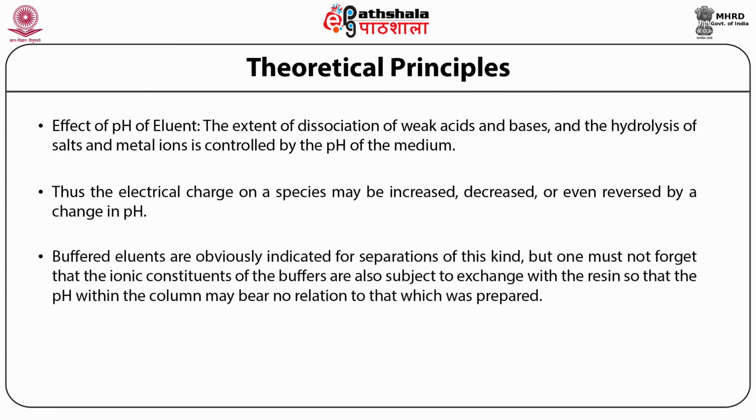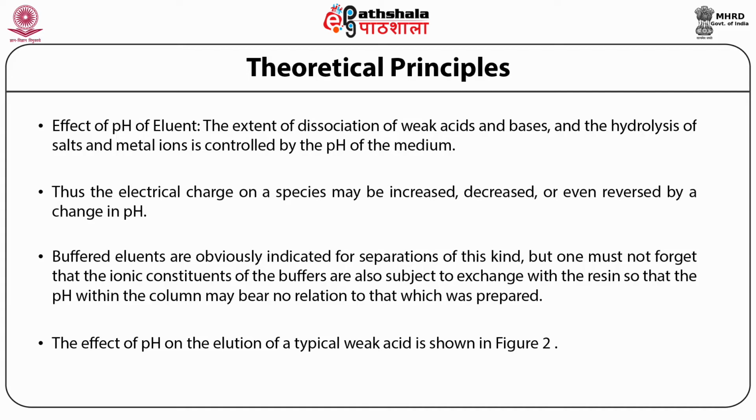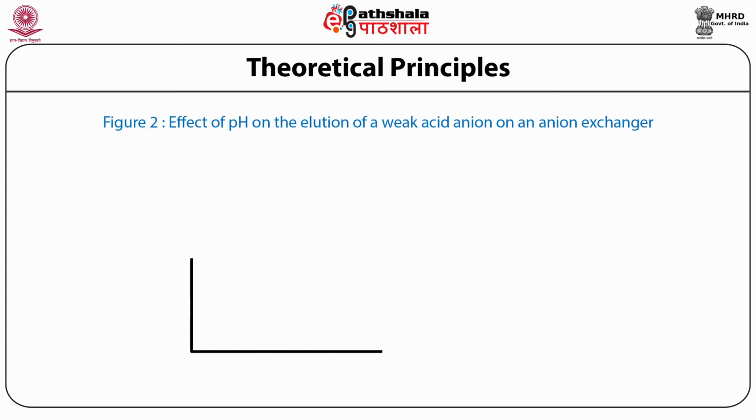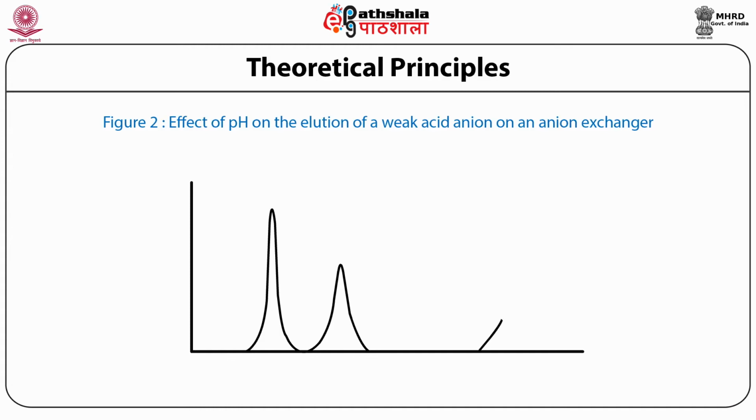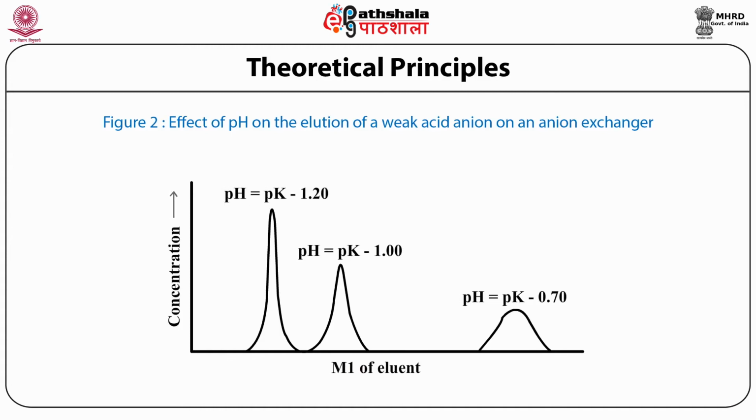Buffered eluents are obviously indicated for separations of this kind, but one must not forget that the ionic constituents of the buffers are also subject to exchange with the resins, so that the pH within the column may bear no relation to that which was prepared. The effect of pH on the elution of a typical weak acid has been shown in figure 2. In the above figure, we can very well see the effect of pH on the elution of a weak acid anion on an anion exchanger. Plot is milliliter of eluent versus concentration.